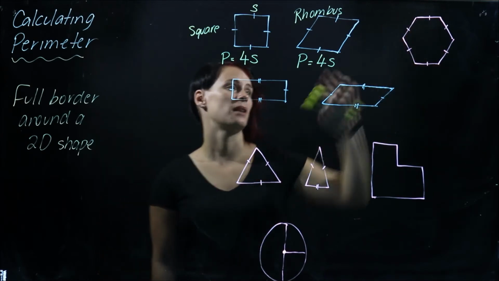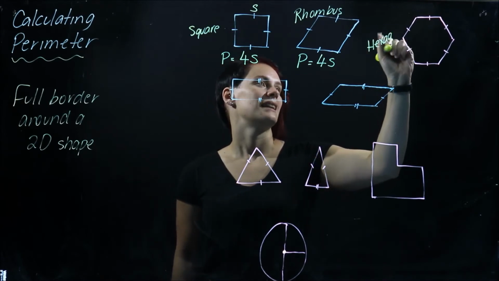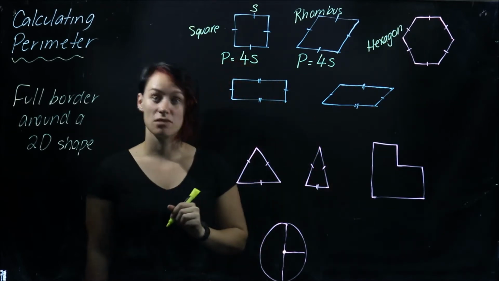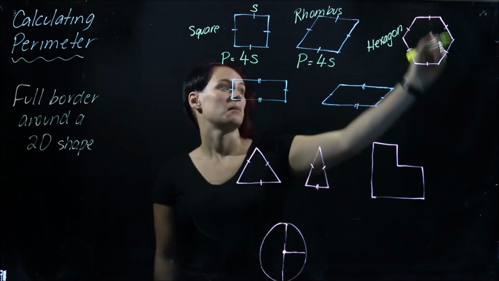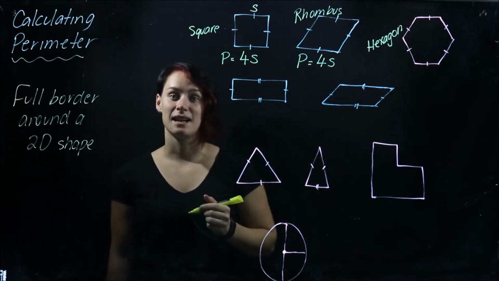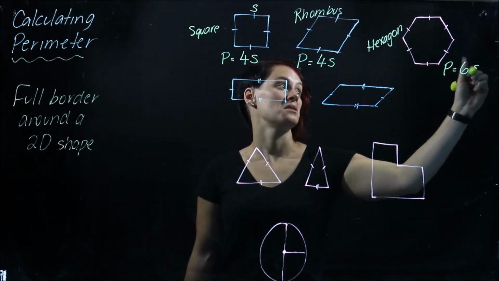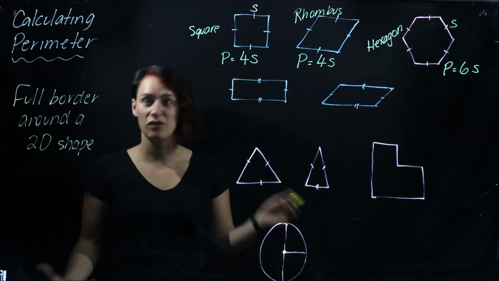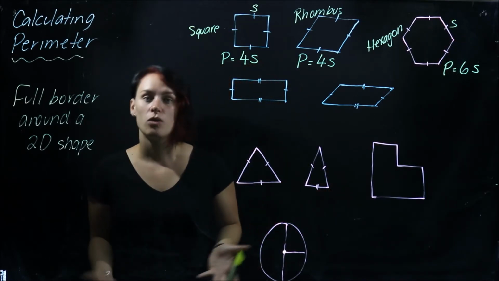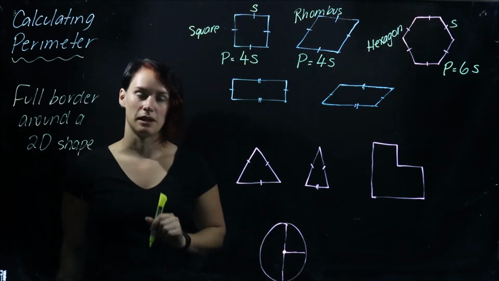The same kind of rule applies for something like this. Now this in particular is a regular hexagon, and regular means all the sides are the same, so that means we'd be doing the same thing. We'd have to count up how many sides that had, and in this case it has 6, and we would say the perimeter equals 6 times S, because it's the same. Now you could have an octagon with 8 times S, all those kinds of things. So those are nice easy ones to start with.